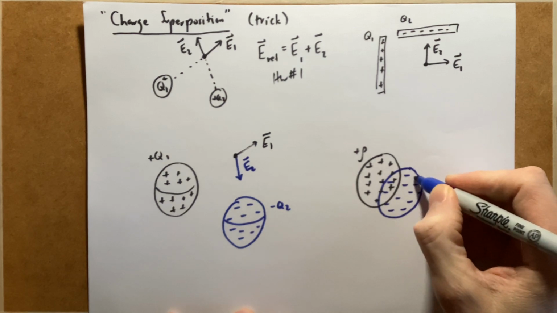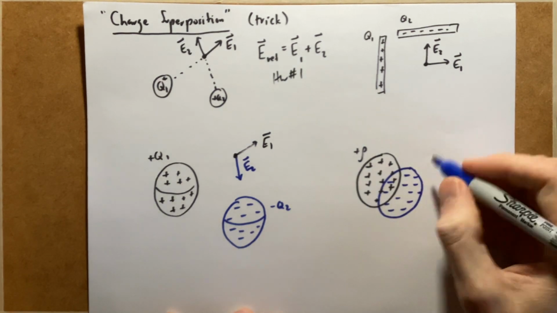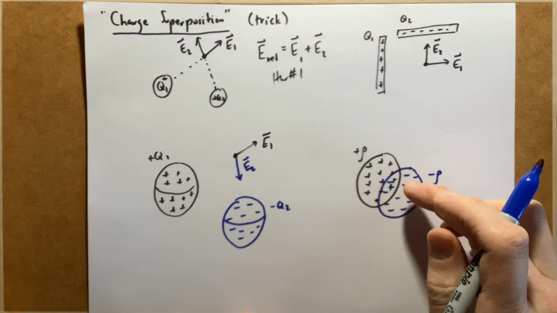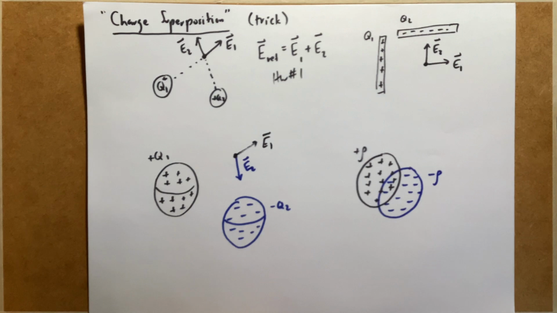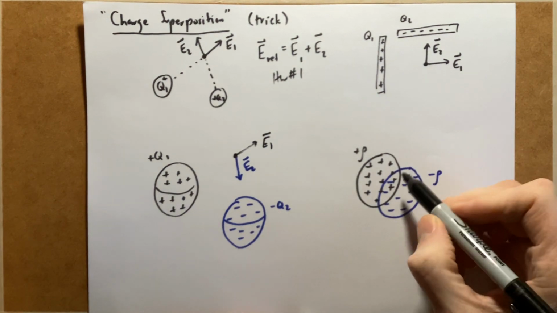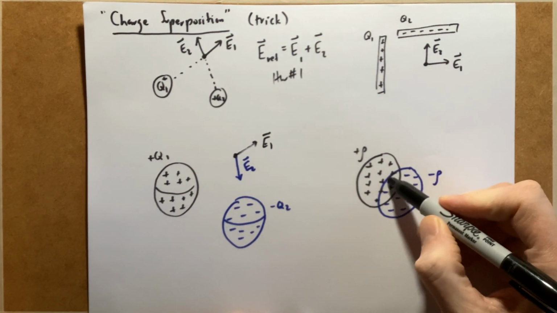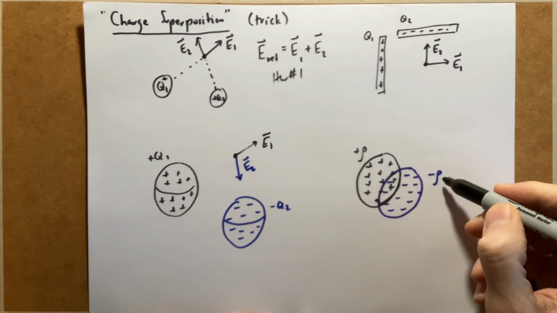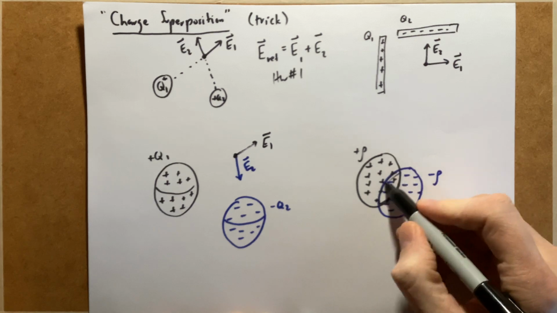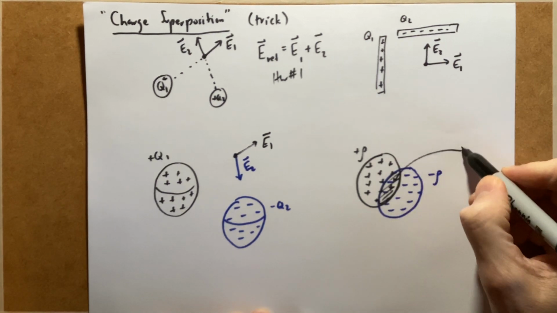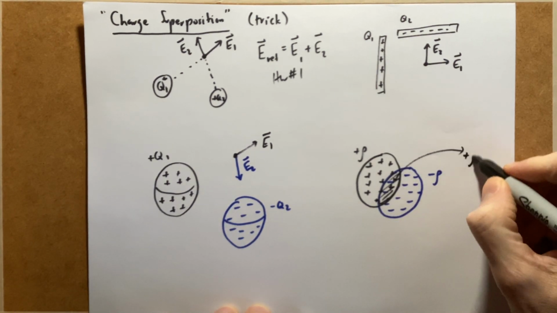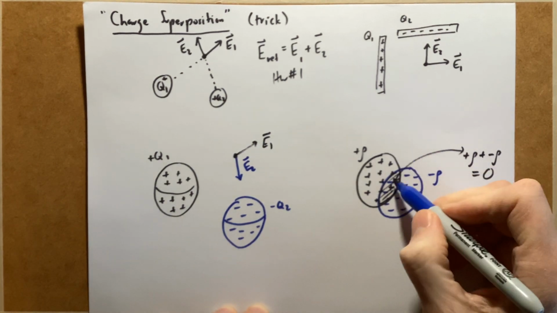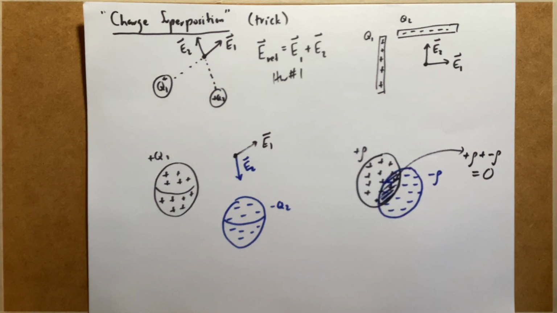So now the charge itself is superimposed on top of each other. That's what I mean by charge superposition: you're literally putting charge in the same region of space. This is the region of space that I'm interested in, where they overlap. It has both positive rho and negative rho, which means the overall charge density here is actually 0. So this region of space actually has no charge at all.